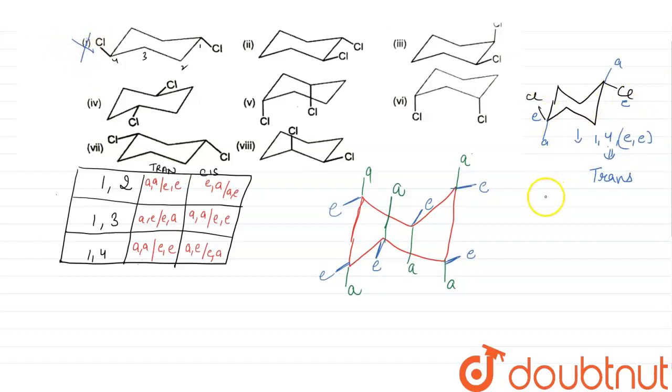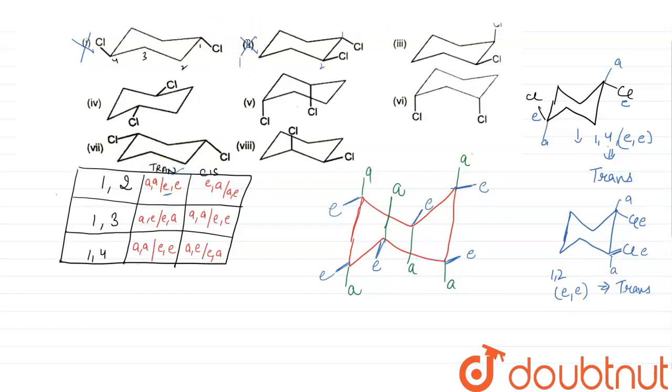Now coming to the second structure. Let's calculate which structure it is. See, this is 1 2 dichloro. It is positioned over here, one chloro and the second chloro. This one we know is axial and this one equatorial, this one equatorial and this is axial. So 1 2 equatorial, we call it trans. Again, it is not cis. So this structure is not cis.